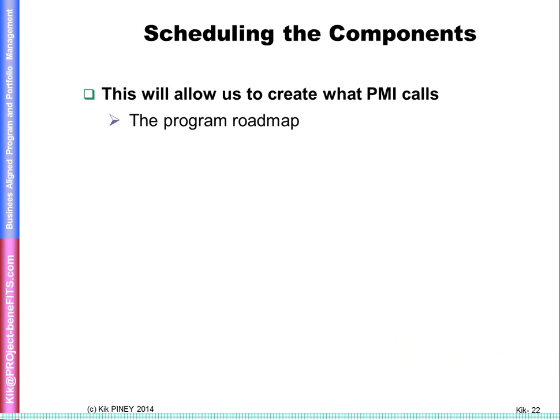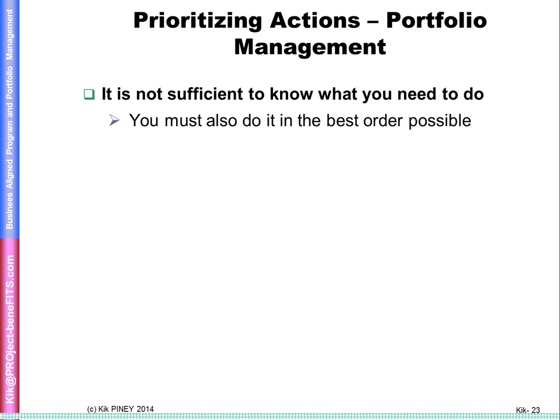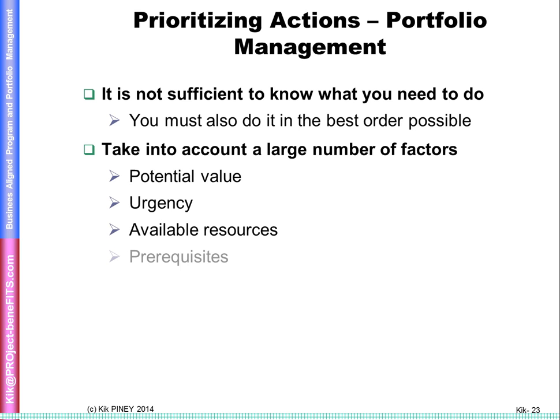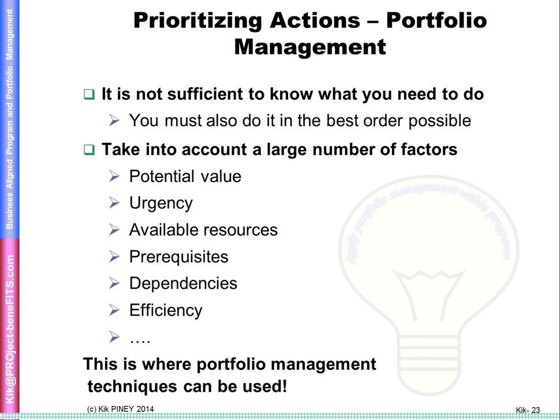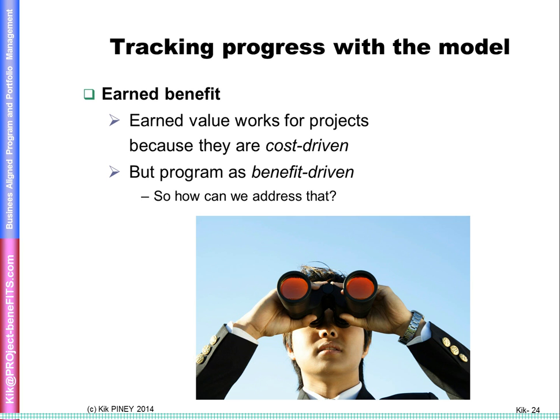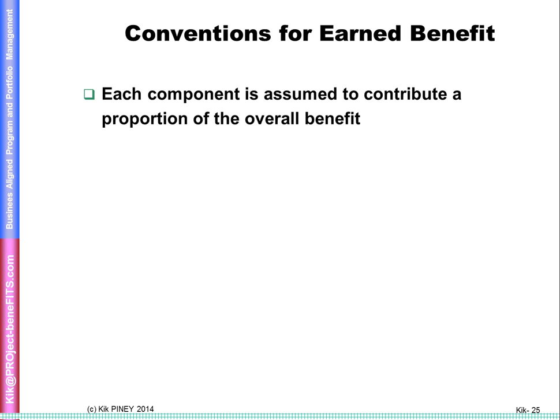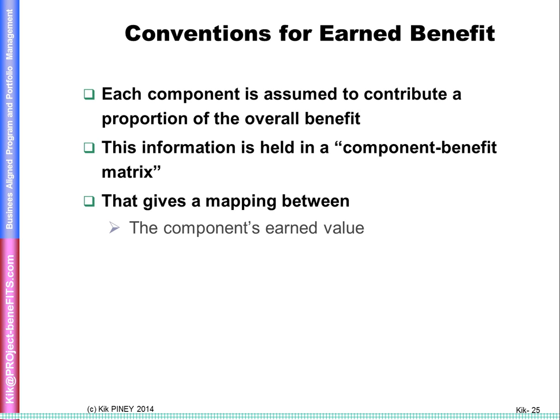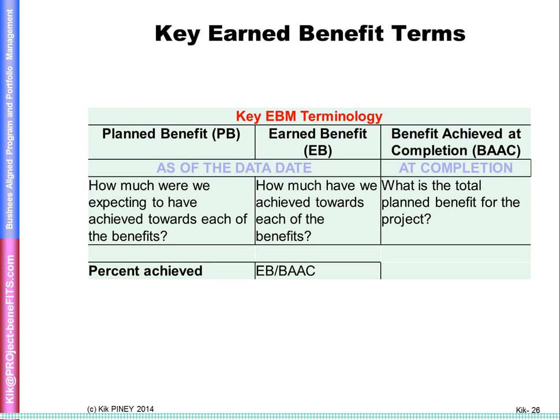Then you schedule the components to create the program roadmap, and you must obviously schedule them in the best order possible, so we talk there about all of the factors to take into account, and come up with the point that's often overlooked. You need to apply portfolio management within program management to get that greatest efficiency. Once you've got the best roadmap, we have to track it. We use a new technique as well, which will be practiced, called earned benefit, which maps earned value into earned benefit, i.e. management's view of what they need to achieve, and the last step in the case study will show how to track and report progress for management.